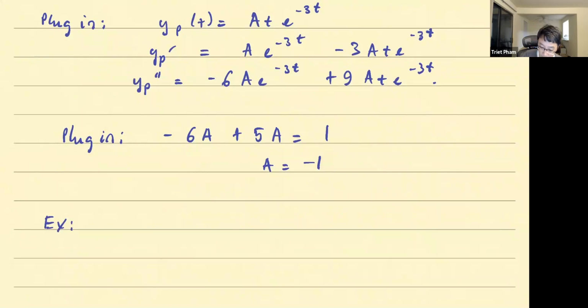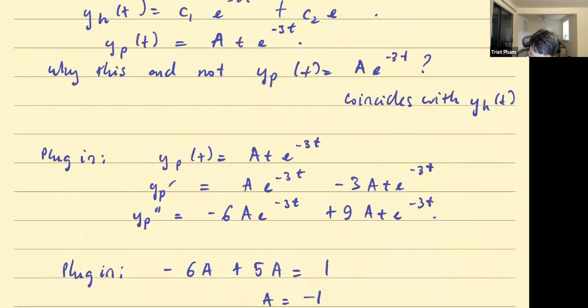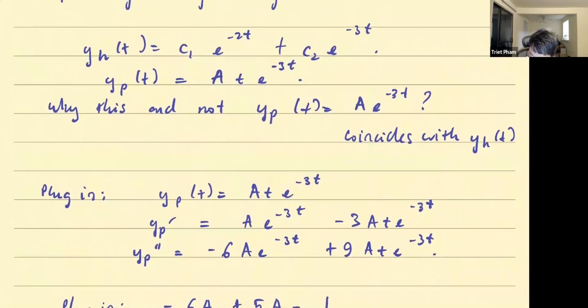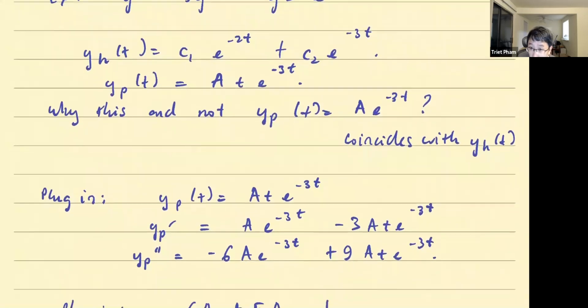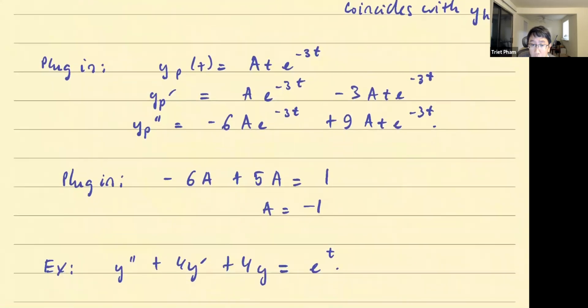All right, let's do the next example. Let's say this, y double prime plus 4y prime plus 4y is e to a t. What, Sagar? Did I miss something? Why 1/5? This is minus a equals 1. So a is minus 1.